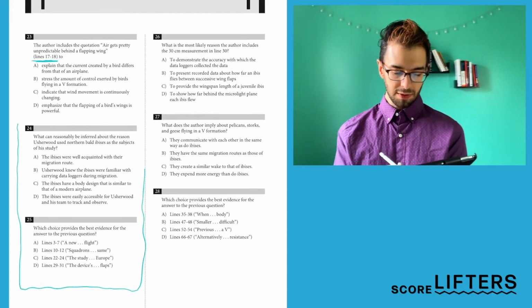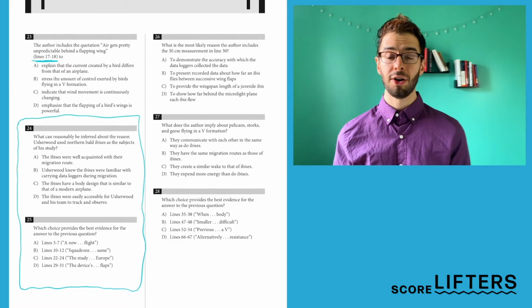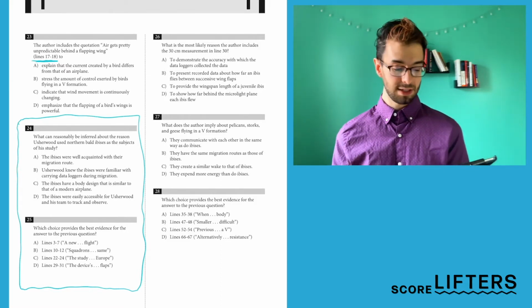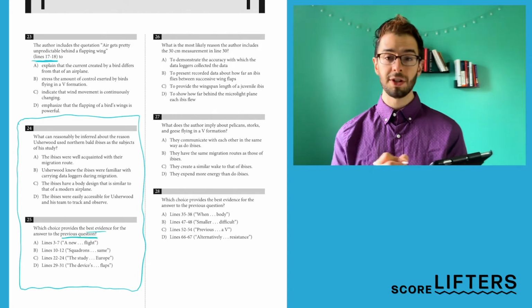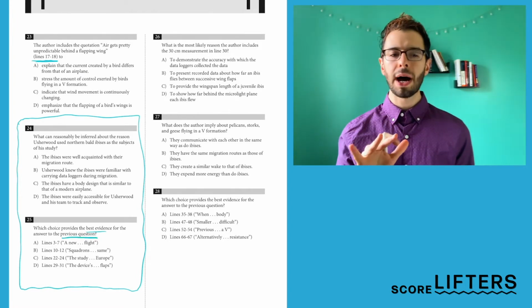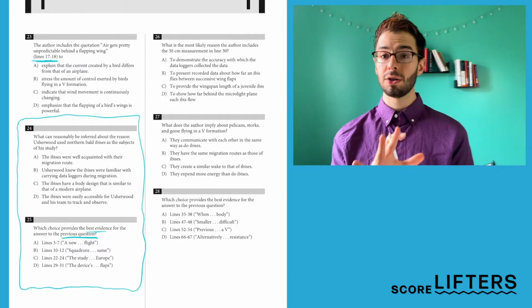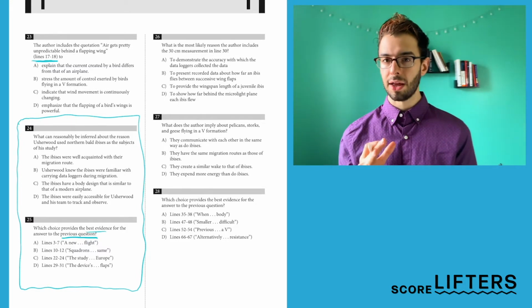All right, the next question, it doesn't look like there's a line number here, but actually there is, because 24 and 25 are a pair. We call these best evidence pairs, because you see in 25, it's asking what's the best evidence for the previous question. You can learn more about this best evidence pair strategy in our classes and in other videos.